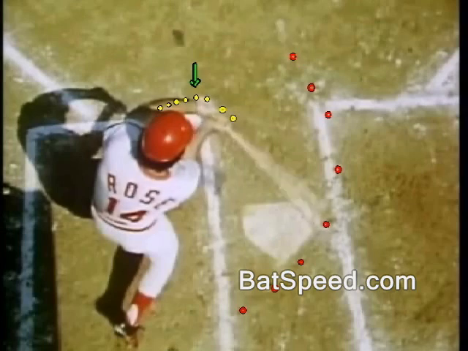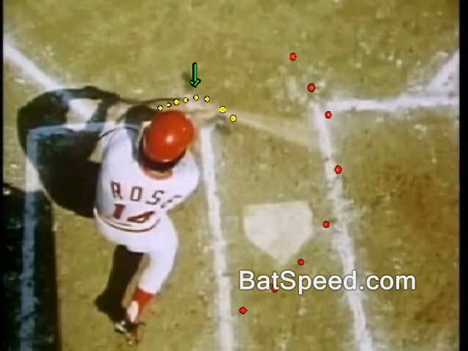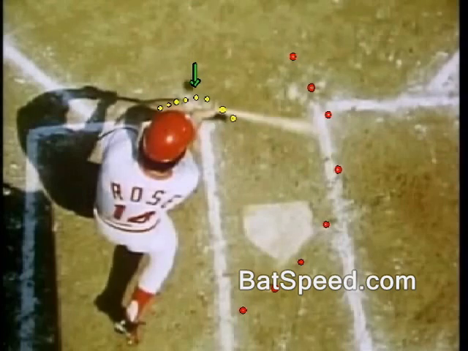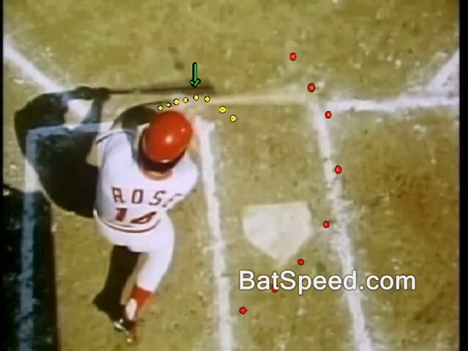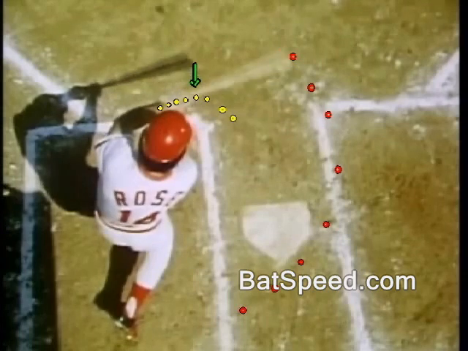And I think you can see this now here. From this point on, the lead hand and knob is being pulled rearward by the rotation of the lead shoulder. All right, so as we go on around, we can see it all the way through contact. But once again, that point where the green arrow is, I refer to as the apex and the hook in the hand path.